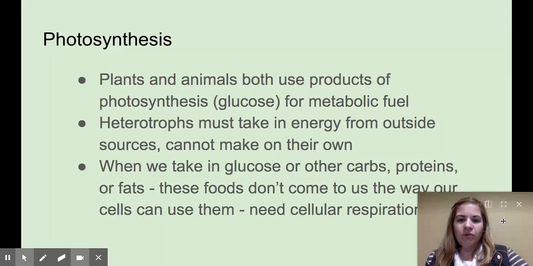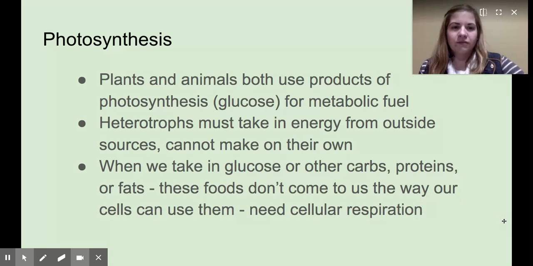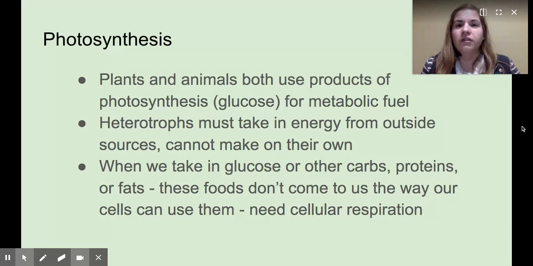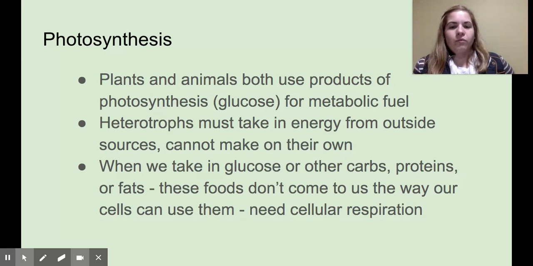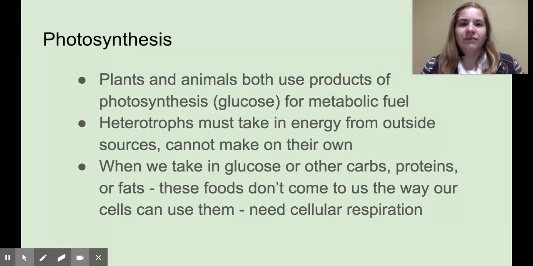Now, when we're taking in the glucose, or you could think of other carbs, so breads, rice, grains, proteins, or fats, again, we are not getting them the same way. When we eat, we're not getting them the same way that the cells are either. So that's where we'll focus next on cellular respiration.